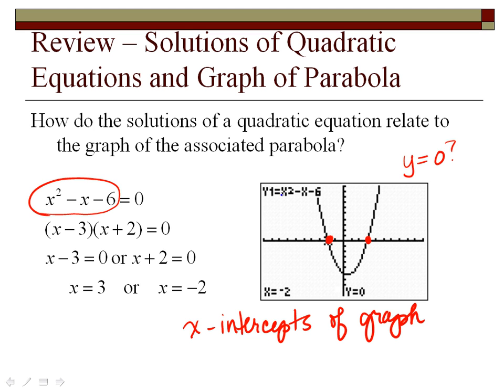The value of a determines if it opens up or down, so those things still are important. But this one has a graph that's opening up, and it goes through the x-axis at negative 2 and 3. So those points, that is those solutions, are really the x-intercepts of the graph. That is where y is equal to 0.